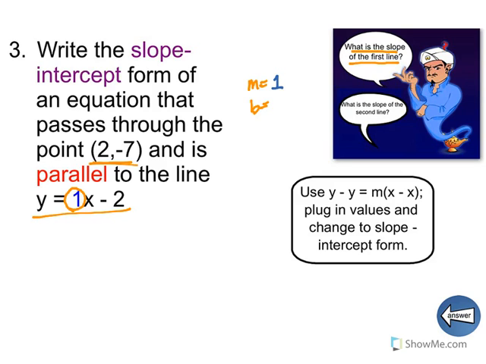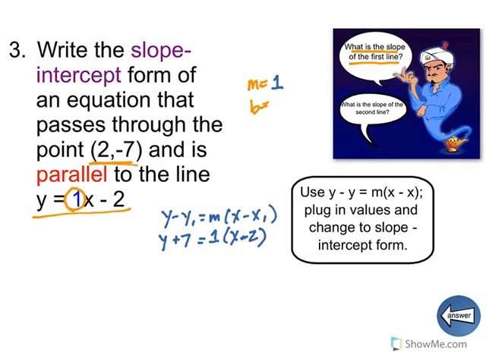So now that we have the slope and we know a point, we're going to write this equation in point-slope form, and we're going to change it into slope-intercept. So y minus y1 equals m times x minus x1. We're going to put in what we know. So I know that m is 1. My x1 is 2. So x minus 2 equals y minus y1, so y minus negative 7, which would change to y plus 7.